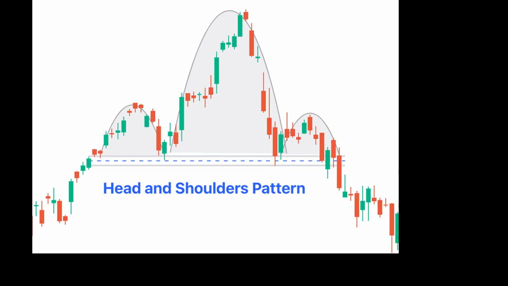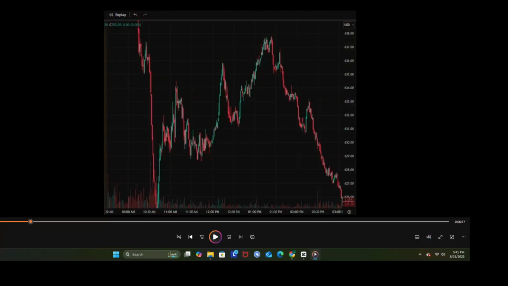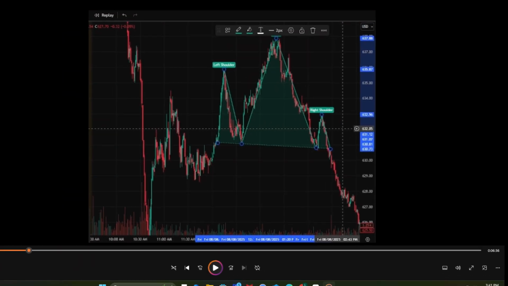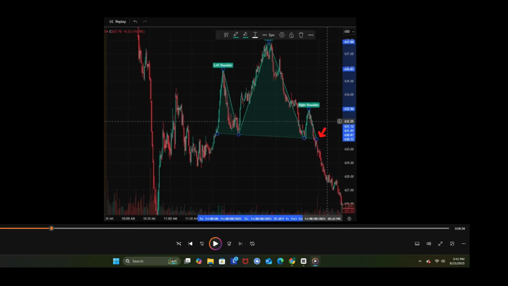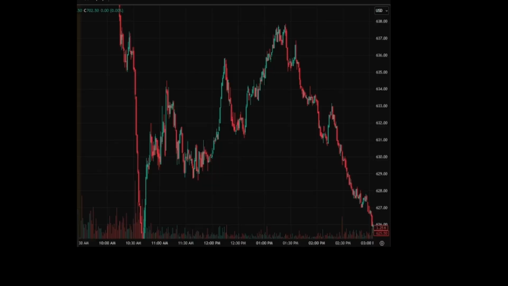A head and shoulders pattern is a common technical analysis chart formation that signals a potential trend reversal, occurring at the top of an uptrend and indicating a shift to a bearish downward trend. The pattern is characterized by three price peaks, a higher central head and two lower, similarly sized shoulders on either side. The pattern is confirmed when the price breaks below the neckline, a support line connecting the low points between the peaks. Its upside-down counterpart, the inverse head and shoulders pattern, signals a bullish reversal after a downtrend.